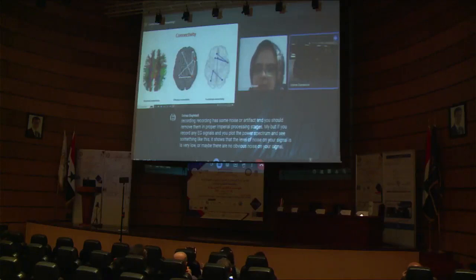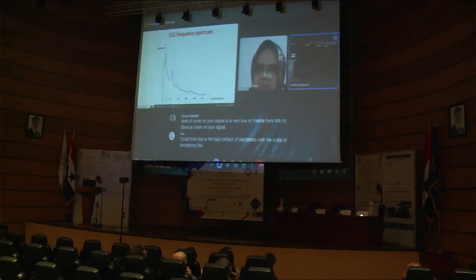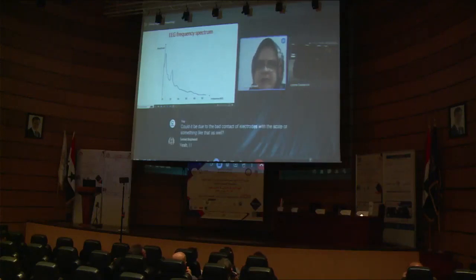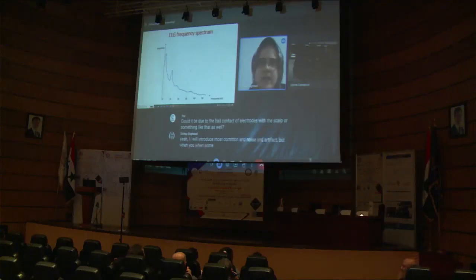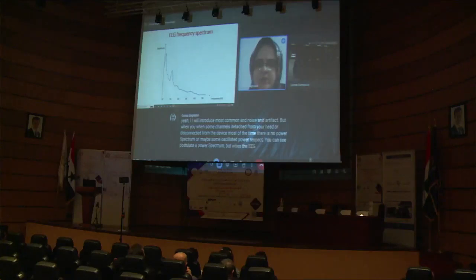Could it be due to bad contact of electrodes with the scalp or something like that as well? Yeah, I will introduce the most common noise and artifacts. But when some channels detach from your head or disconnect from the device, most of the time there is no power spectrum, or maybe you can see an oscillated power spectrum. But when the EEG channel or lead is attached properly, and there is no obvious noise or artifact, the power spectrum is like this. Okay.